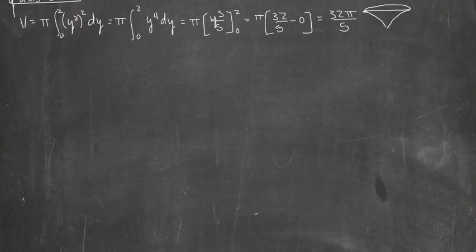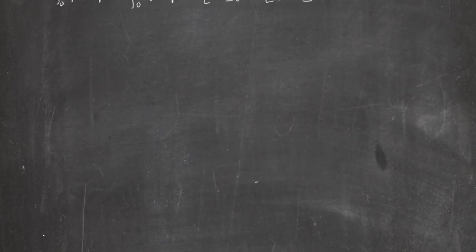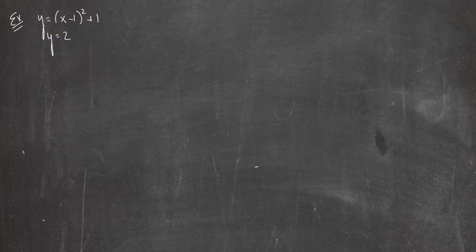All right, time for one more example, I think. The region bounded by the graphs of y equals the quantity x minus 1 squared plus 1 and y equals 2 rotated about the y-axis. So for the y-axis, our formula then is the volume is pi times the integral from a to b of, this time my radius function is in terms of y, needs to be squared, dy.